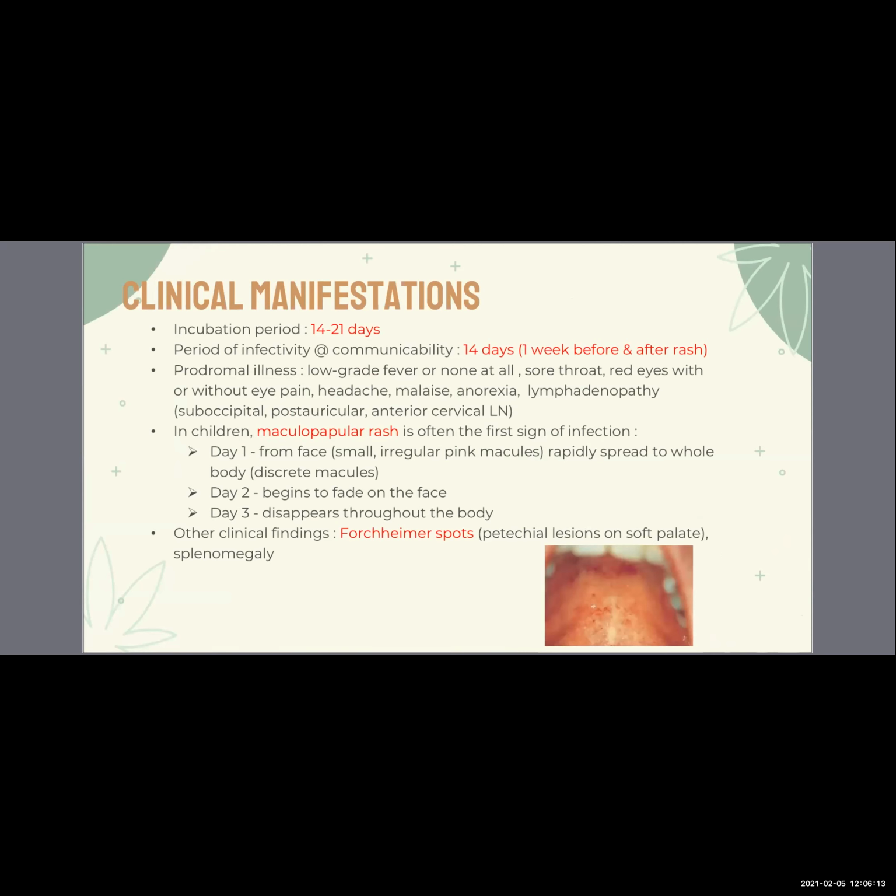The incubation period of rubella virus is around 14 to 21 days, and the period of infectivity is 14 days or 2 weeks, which is 1 week before and after rash. The prodromal illness of rubella virus would include low-grade fever or no fever at all, sore throat, red eyes with or without eye pain, headache, malaise, anorexia, and lymphadenopathy that is usually prominent in suboccipital, post-auricular, and anterior cervical lymph nodes.